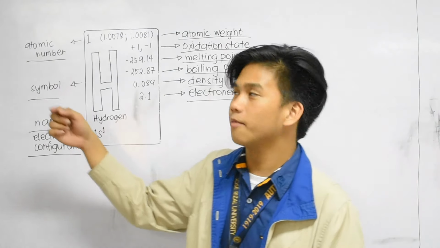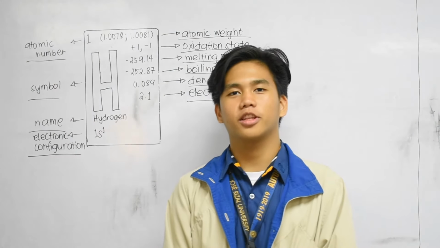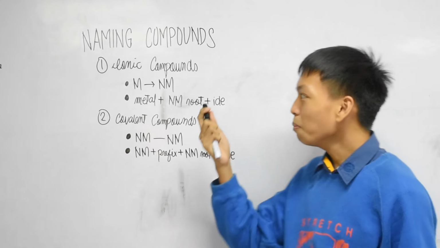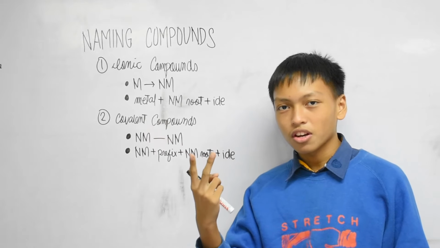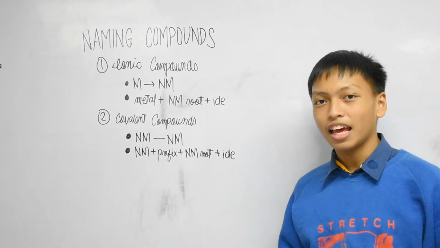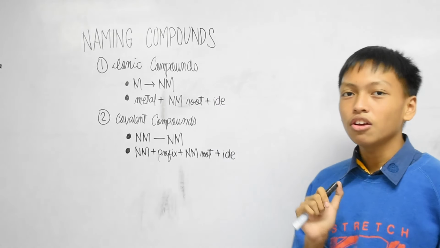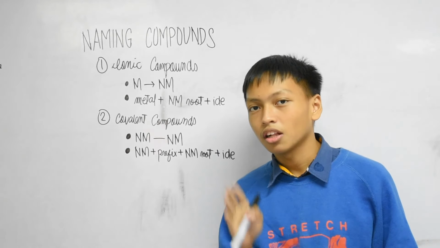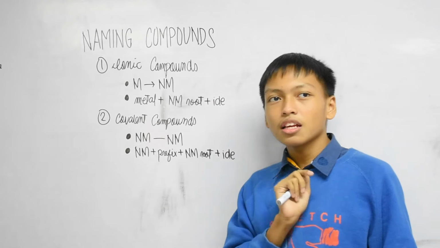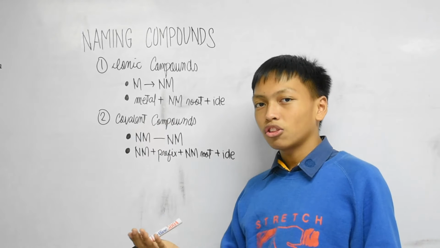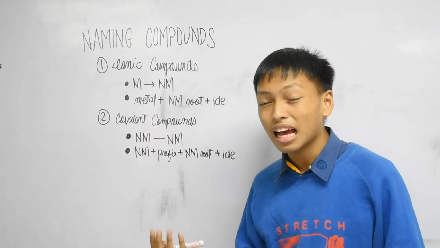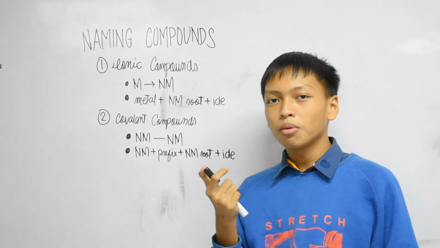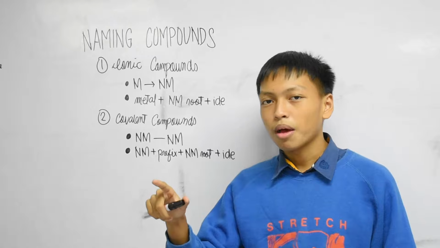So you can see atomic number and atomic weight are used for nuclear fusion. I'm going to talk about naming compounds. So compounds, we have two types of compounds first. We have ionic and covalent. First is ionic. Ionic is the bond between a metal and a non-metal. Between those two, there is a transfer of atoms happening. Not a sharing, but a transfer of atoms from the metal to the non-metal. So we will also name the compound that will come after.